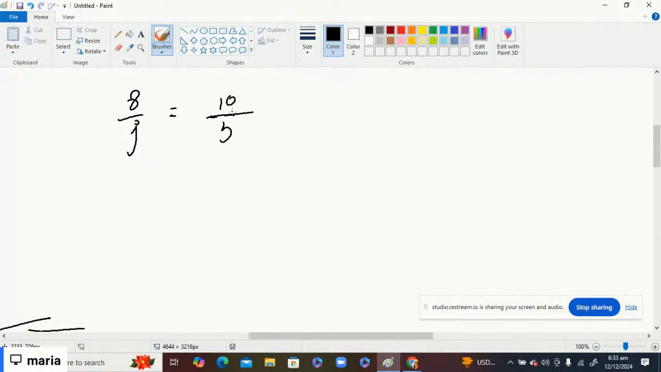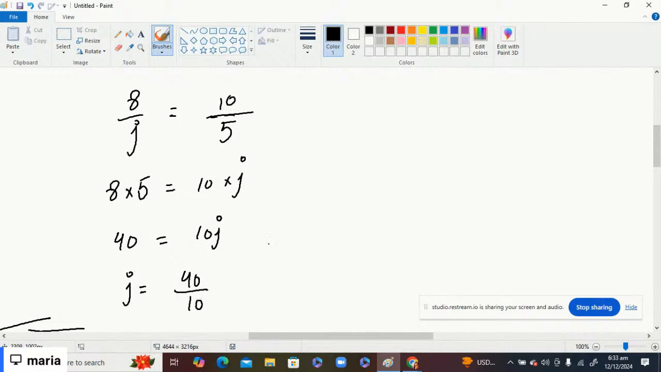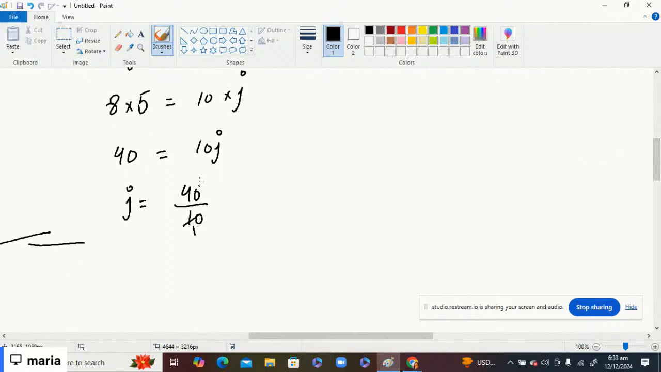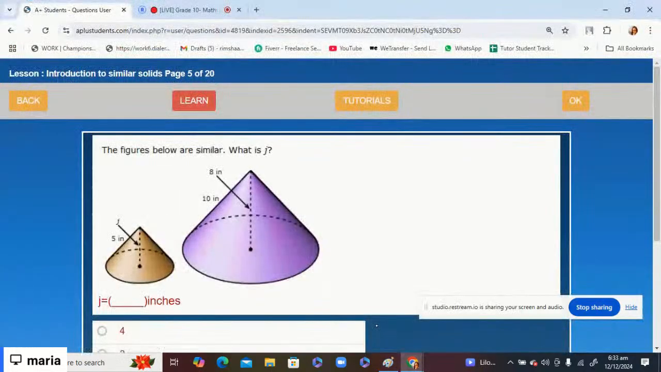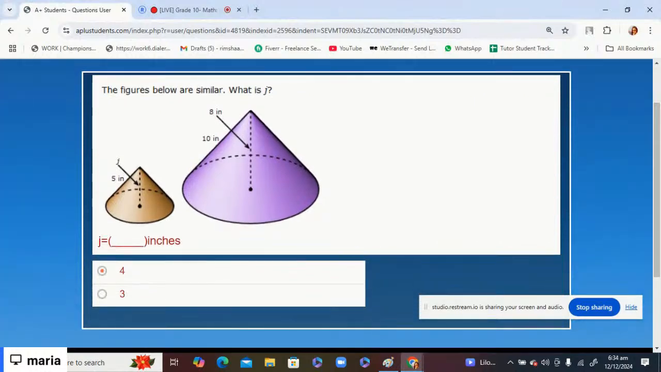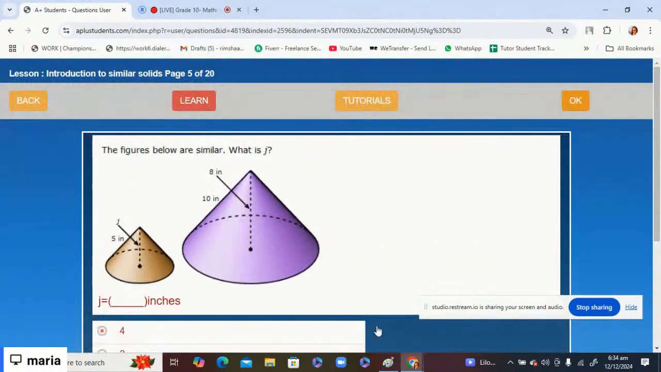10 over 5, okay? Now just cross multiply 8 times 5 and 10 times J. 8 times 5 is 40, and here it's 10J. So the value of J is 40 as it is. 10 is multiplied. When moved, 10 is divided. So 10 times 1 is 10. 10 times 4 is 40. So the value of J is 4. Here we mentioned the value that is 4. Here its value is given.